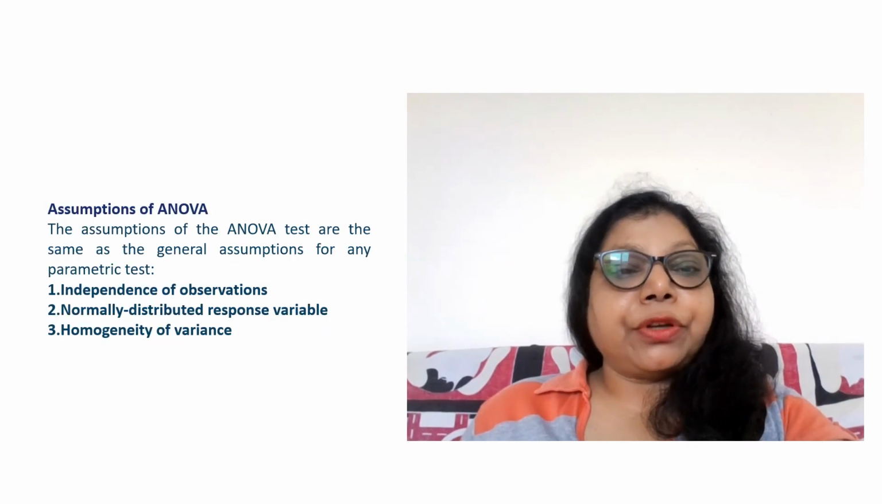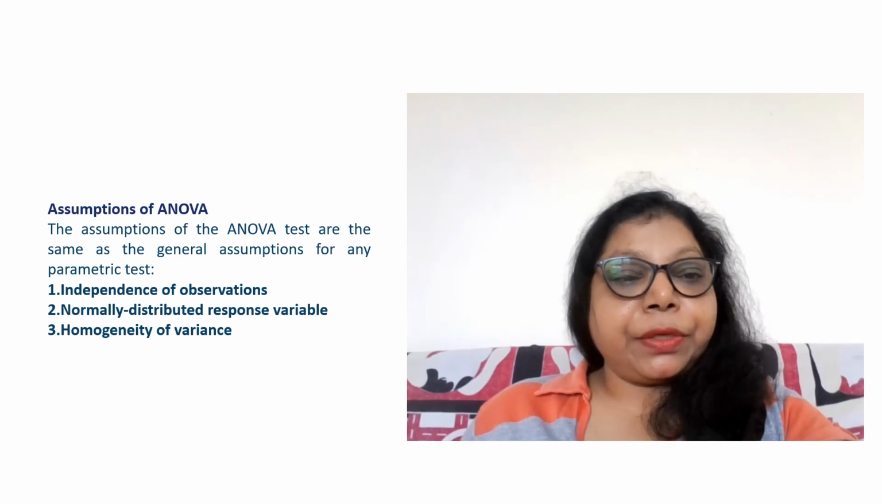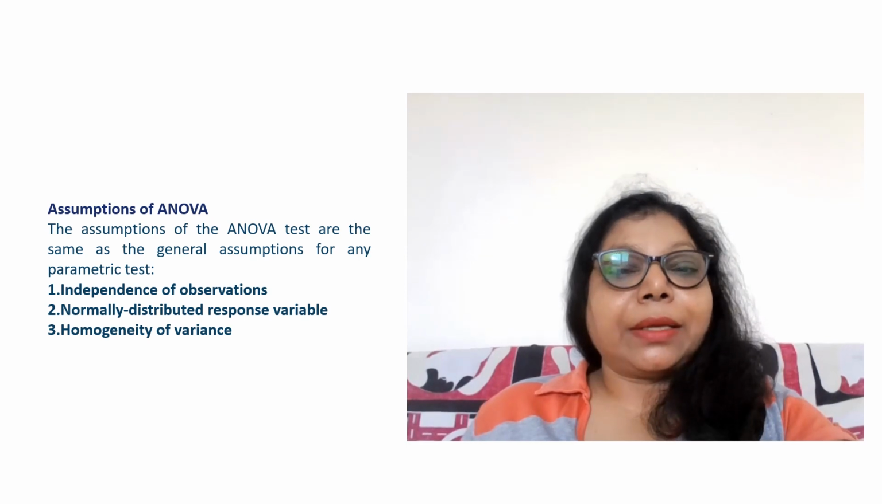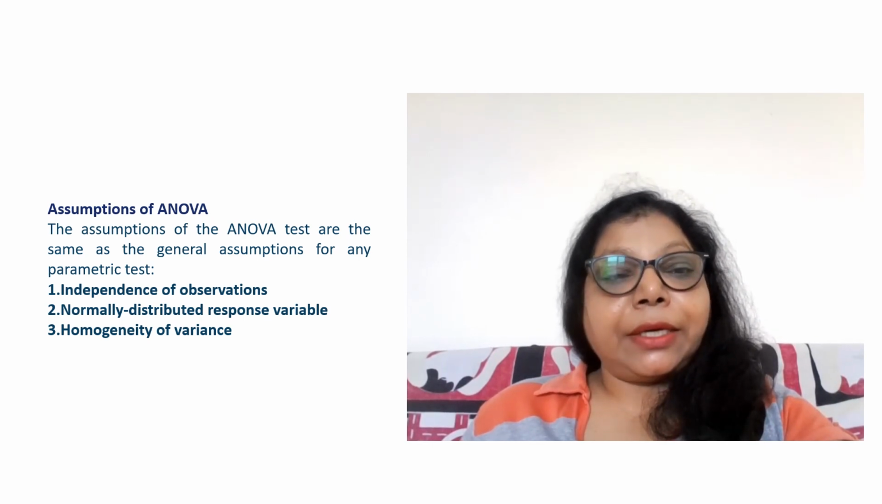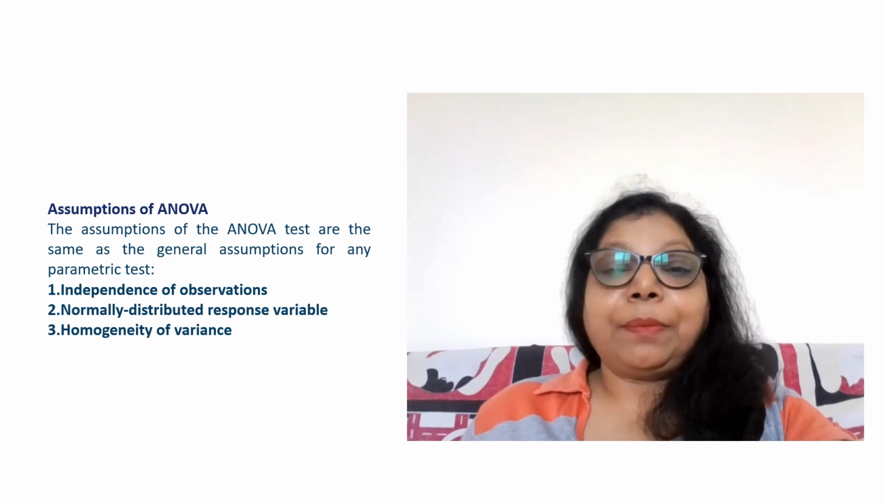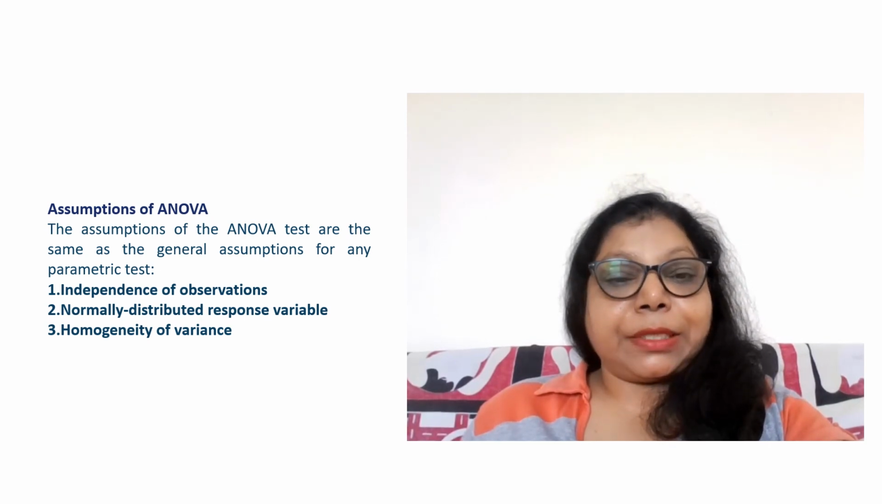Now, there are a few assumptions of ANOVA. The main assumptions are independence of observations, normally distributed response variable, and homogeneity of variance. Let's understand one by one what these assumptions are. First, independence of observations. That means the data were collected using statistically valid sampling methods and there are no hidden relationships. If we have a confounding variable that we need to control for statistically, use an ANOVA with blocking variables.